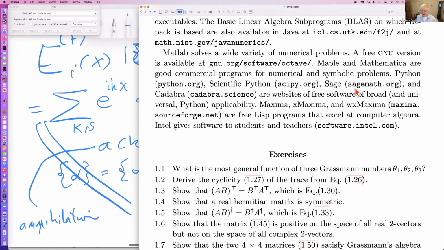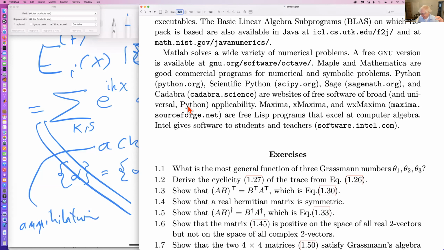Python and Scientific Python, Sage are free software, which are good to know. Especially Python. Python is of enormous range of applicability. It's not just physics and mathematics, but it's sociology, English, maybe not that broad, but it certainly is useful in all kinds of engineering.